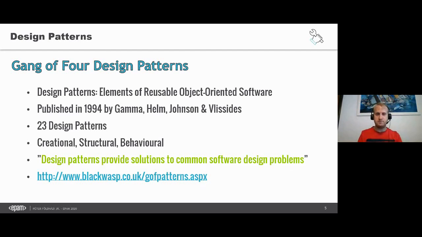So first of all, let me talk about the Gang of Four design patterns, because whenever we talk about design patterns, most of the time we right away think about the Gang of Four design patterns. So the book by Gamma, Helm, Johnson and Vlissides was published in 1994, where they showed 23 different design patterns.